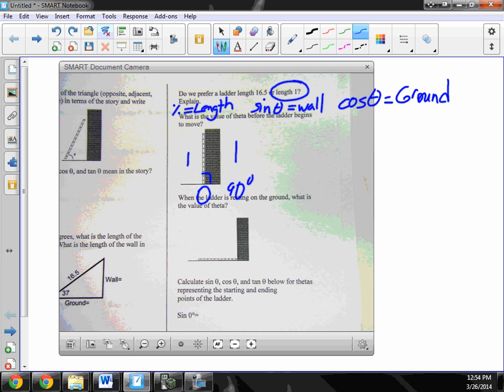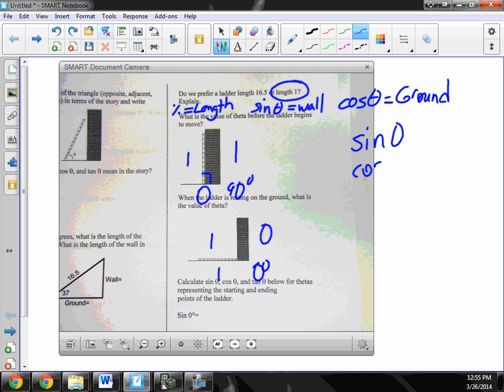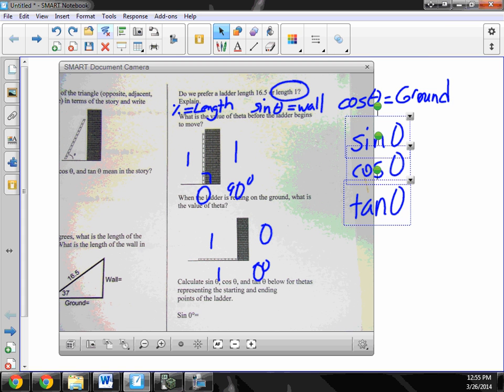Okay? For the next story, we pull it all the way out till the ladder hits the ground. What is the angle? 0 degrees. What's the length of the ladder? 1. Height of the wall, 0. Length of the ground, 1. So now we're going to calculate the sine of 0, the cosine of 0, and the tangent of 0. Move those over.